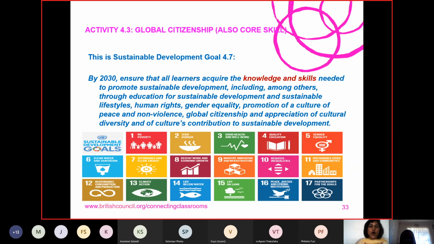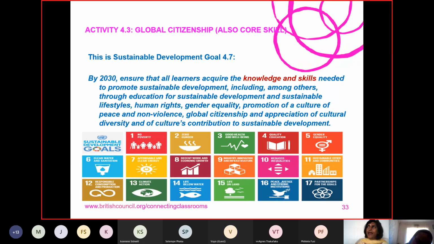So this is what we are hoping to achieve by 2030, which is not very far away, right? Now, these are the knowledge and the skills needed to promote this sustainable development goal, which falls under quality learning, which is goal number 4.7, which talks about global citizenship. And also at the British Council, we have citizenship as a core skill as well.